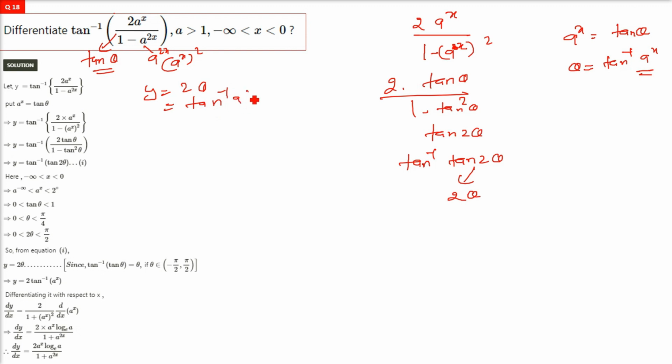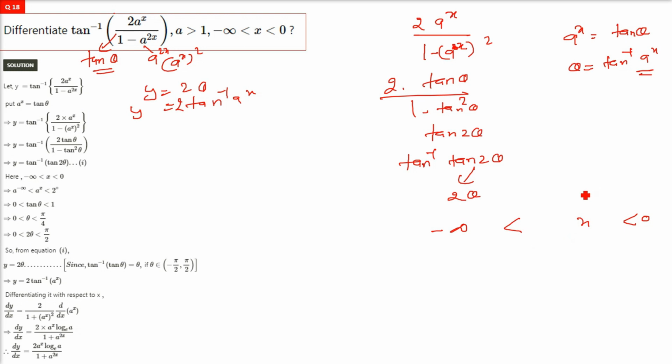Theta is already tan inverse a to the power x, so y is twice tan inverse a^x. You have to differentiate that. But you have to check that also: x is lying between negative infinity and 0. So we have to differentiate that also. What is x here?